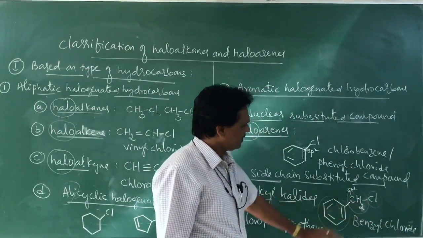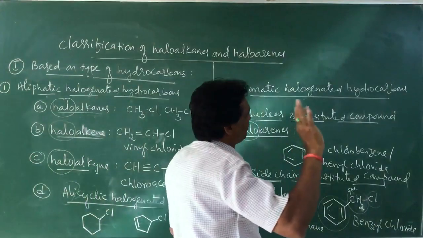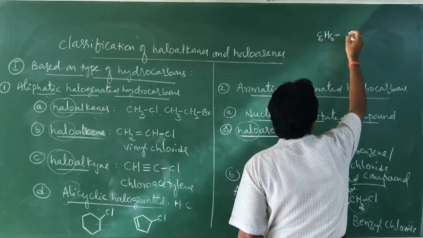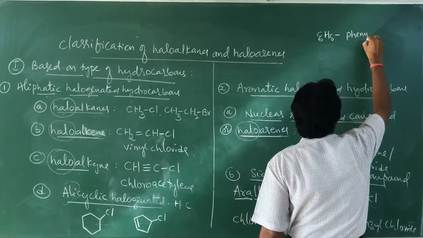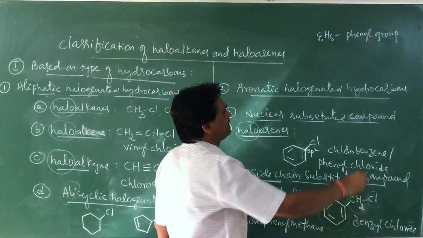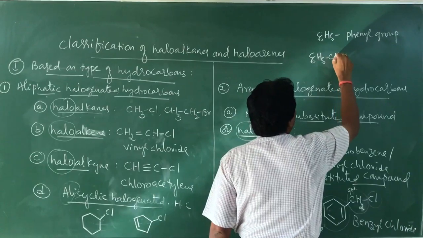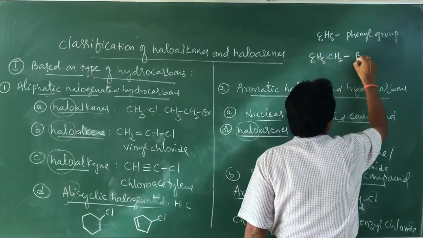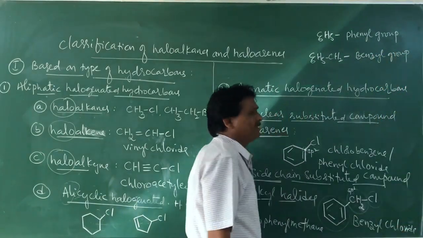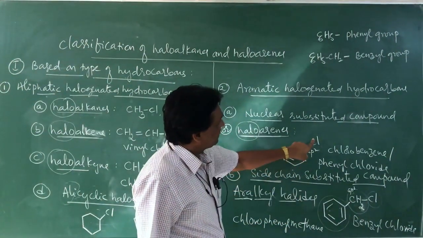The C6H5CH2 group is called the benzyl group. Remember this carefully: the C6H5 group is called the phenyl group. The C6H5CH2 group is called the benzyl group. So benzyl chloride is different from phenyl chloride.